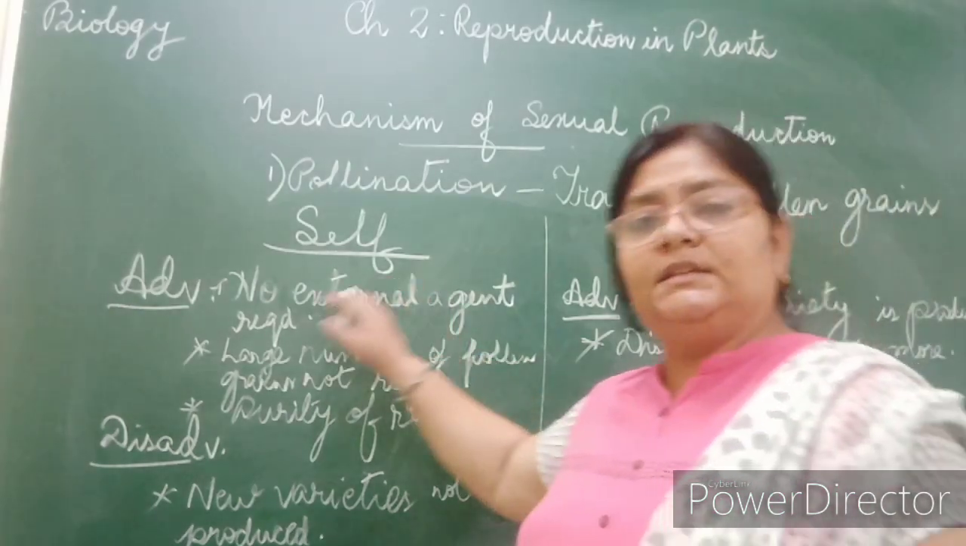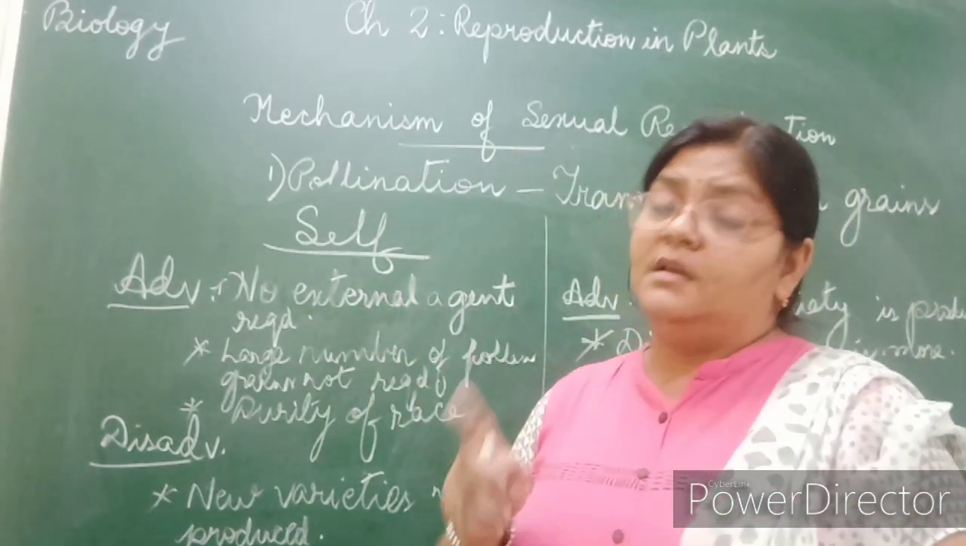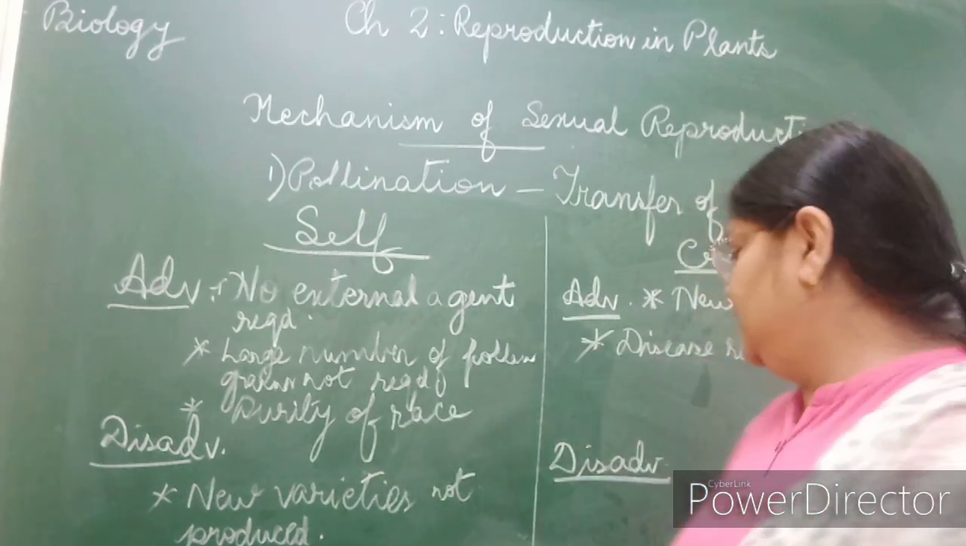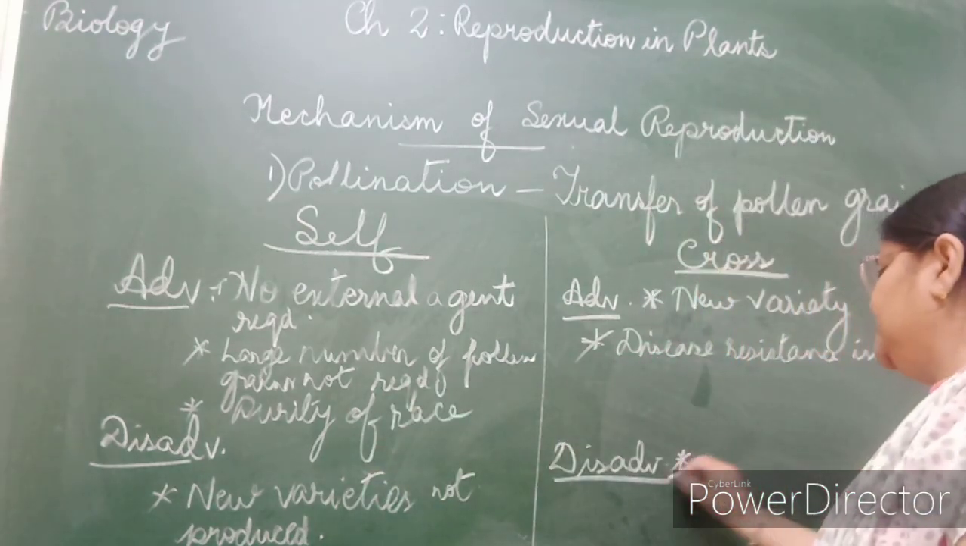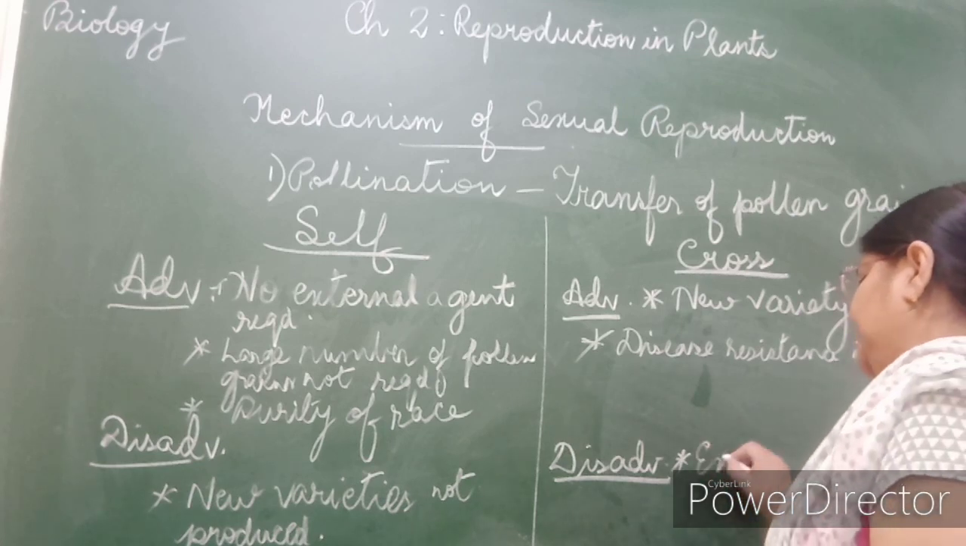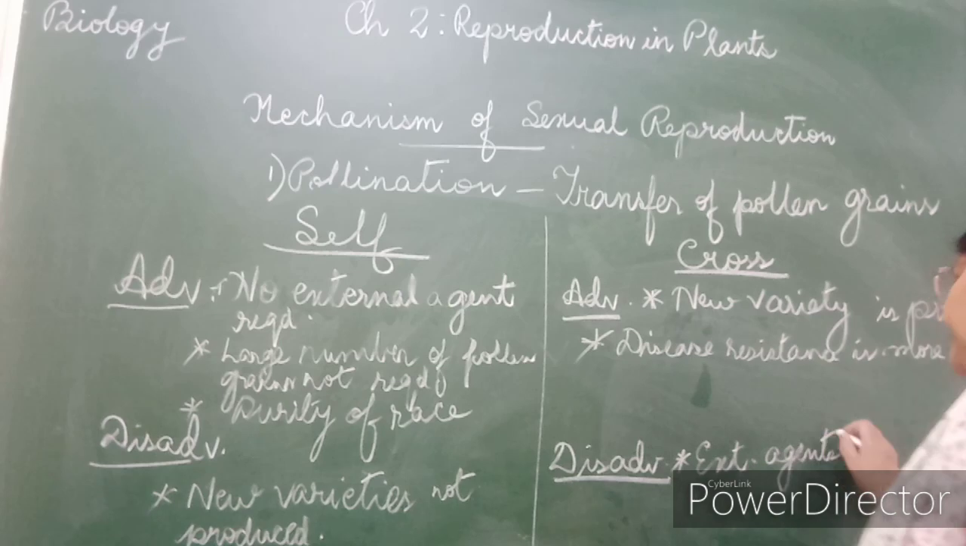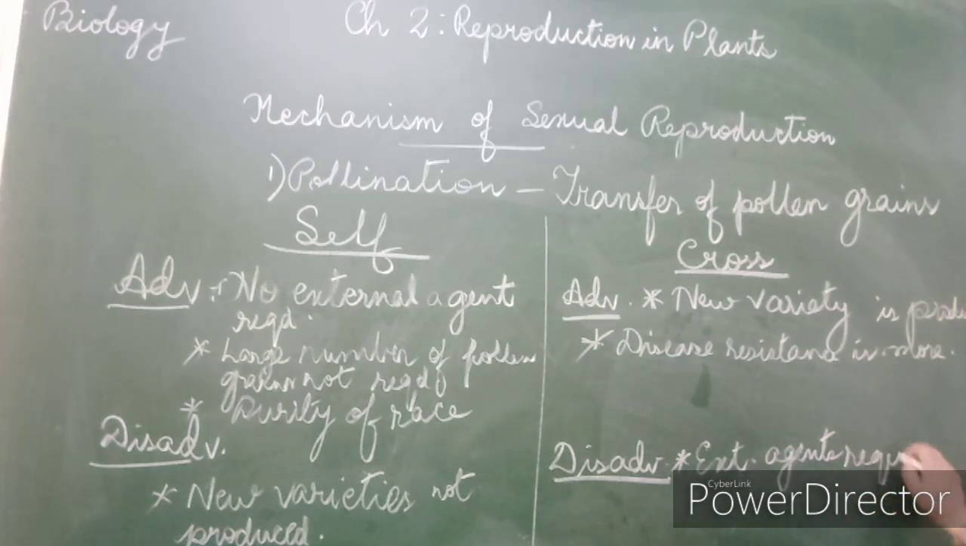In self-pollination, no external agents are required. But here, without an external agent, pollination will not occur. So the disadvantage is that it depends on external agents. External agents are required.